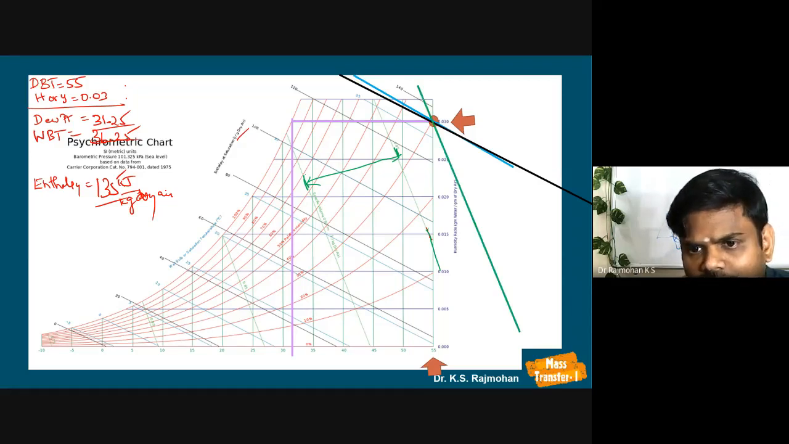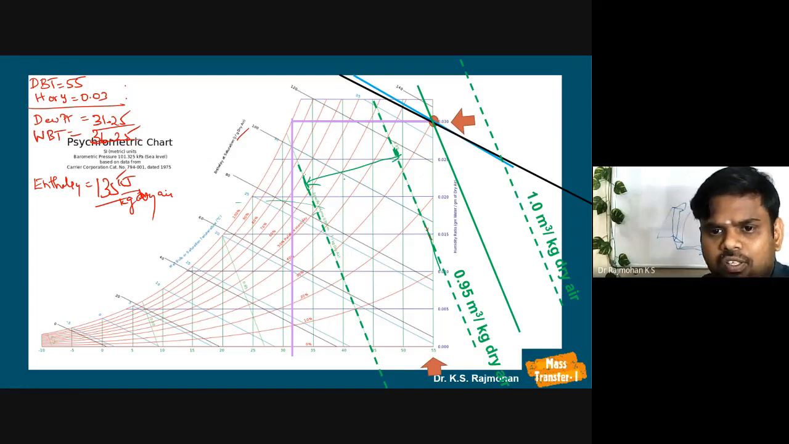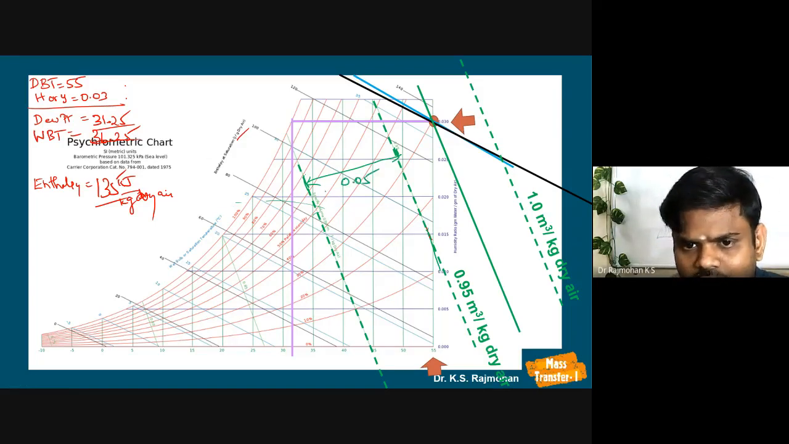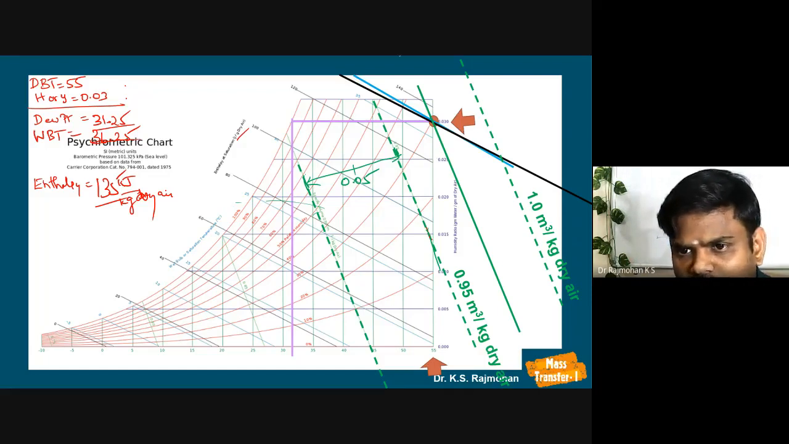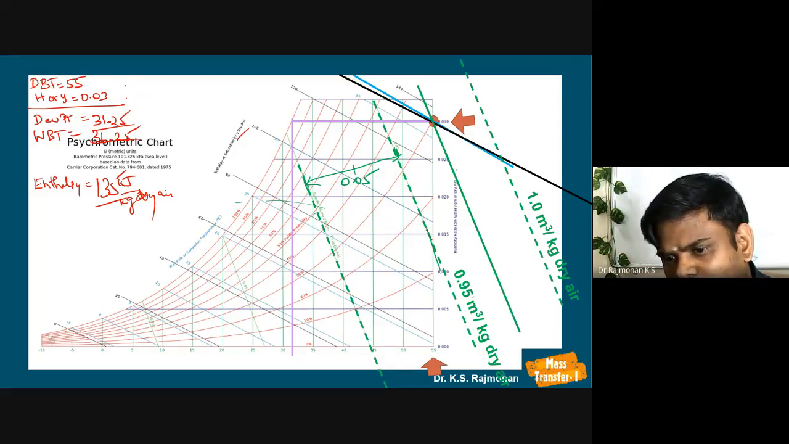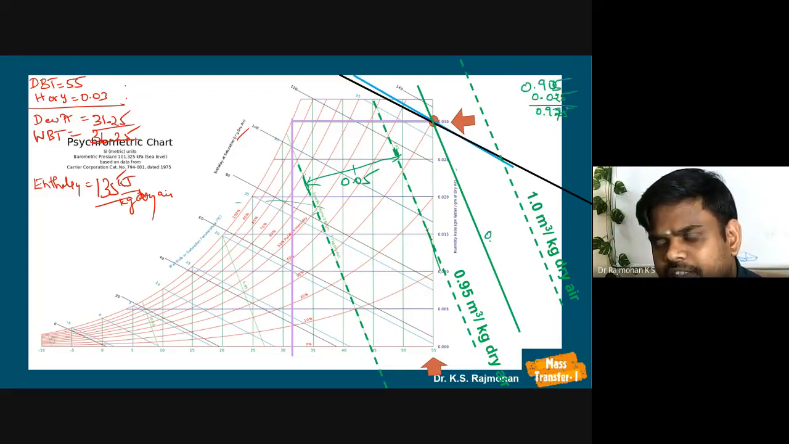If you draw a line parallel to this, how do we get the corresponding value? You can see that this is 0.9, this is 0.95, and this is 1. That means each length between these is equal to 0.05. If this much is 0.05, half of it will be 0.025. So accordingly, you can write the value. What would be the value at this line? It is 0.95, plus another 0.025. So 0.975 you can say.